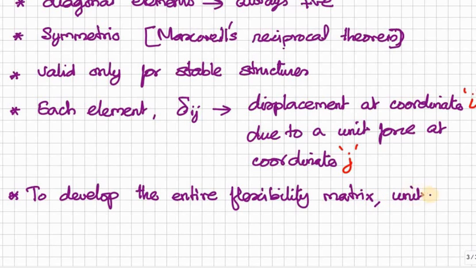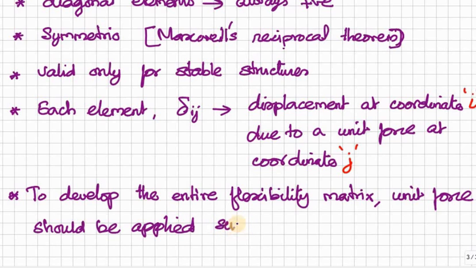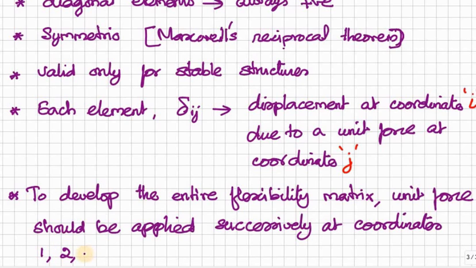That means, if you apply a unit load at coordinate 1, then you have to measure the displacement at all coordinates starting from 1. And we have to keep in mind that while applying the unit force on the structure, we will have only that force. There is no external load, and there are no other unit forces at other coordinates. Only one unit force at the particular coordinate.